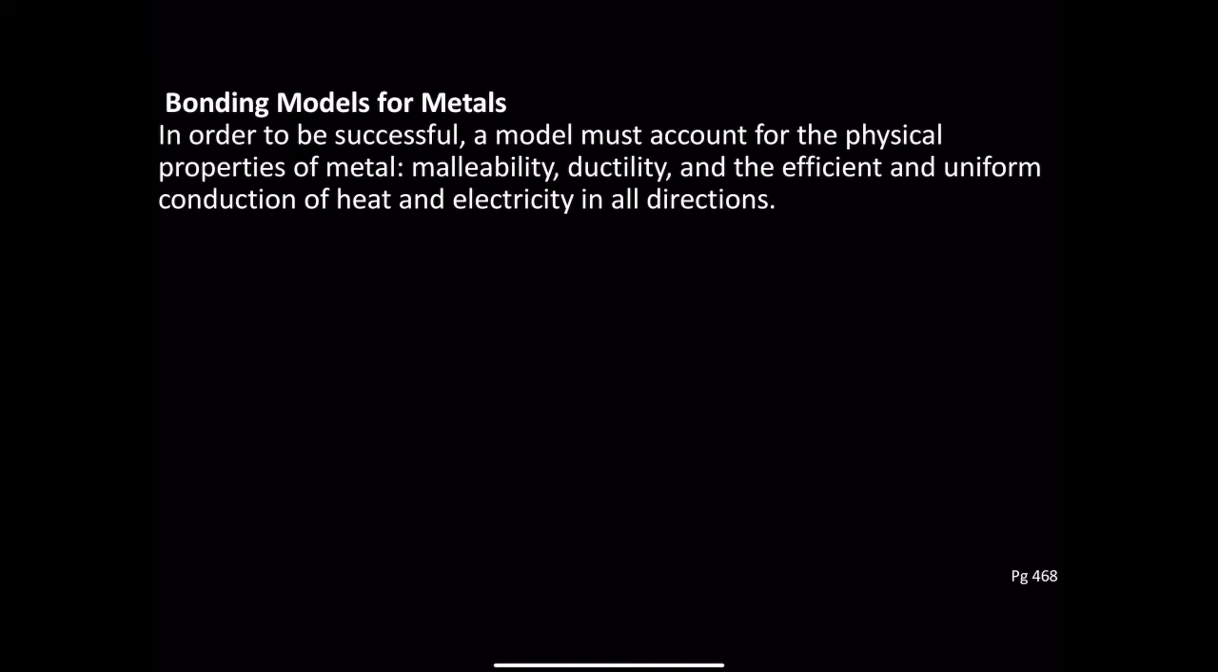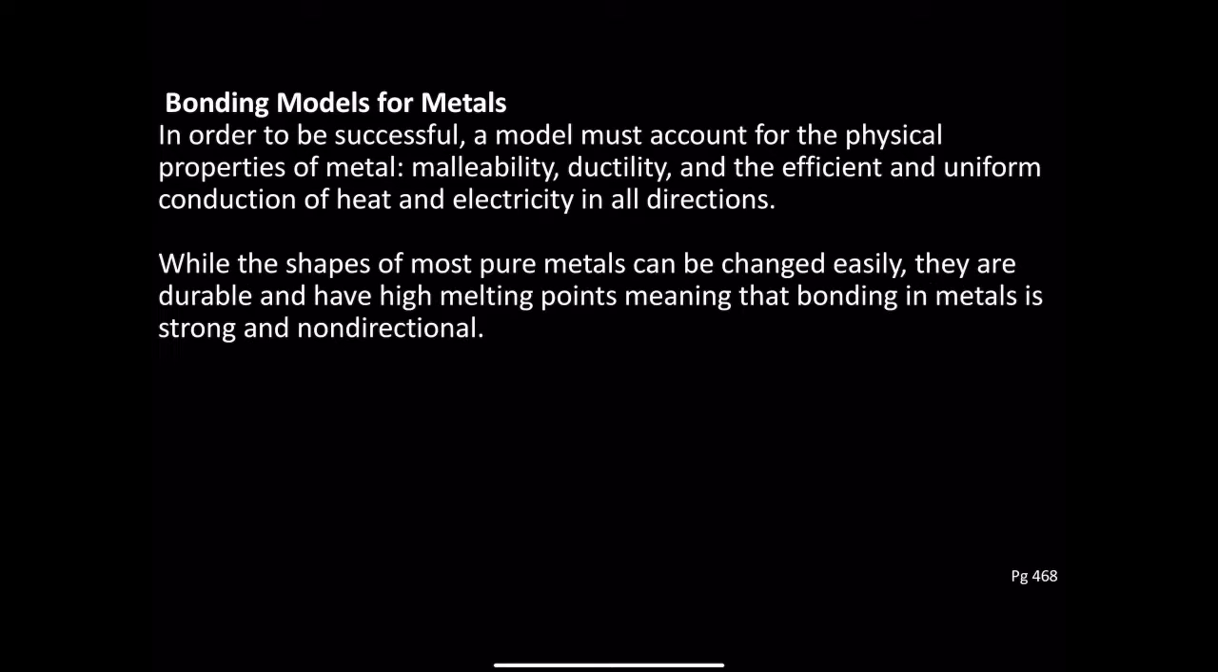And bonding models need to be a few things in order to be successful. So first of all, they must account for the physical properties of metal, which we had just talked about: the malleability, the ductility, and the efficient and uniform conduction of heat and electricity in all directions. So if you've ever cooked with a cast iron pan, you know that when the pan gets hot, the handle also gets hot, right? And that's the metal transmitting that thermal energy in all directions, not just in the lowest levels of the pan.